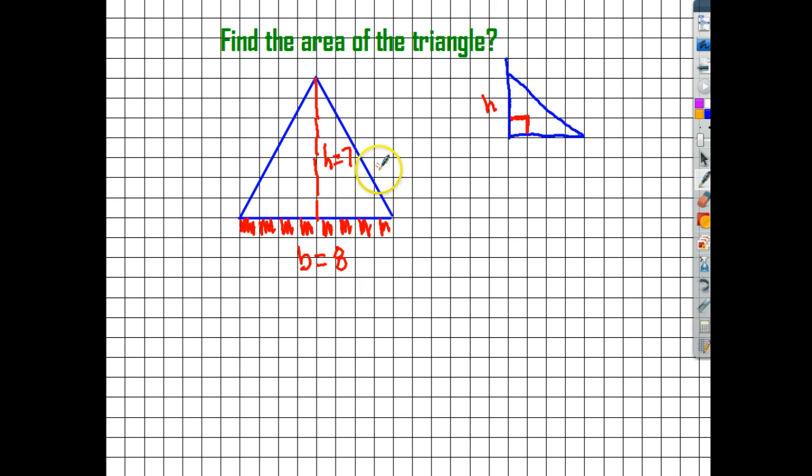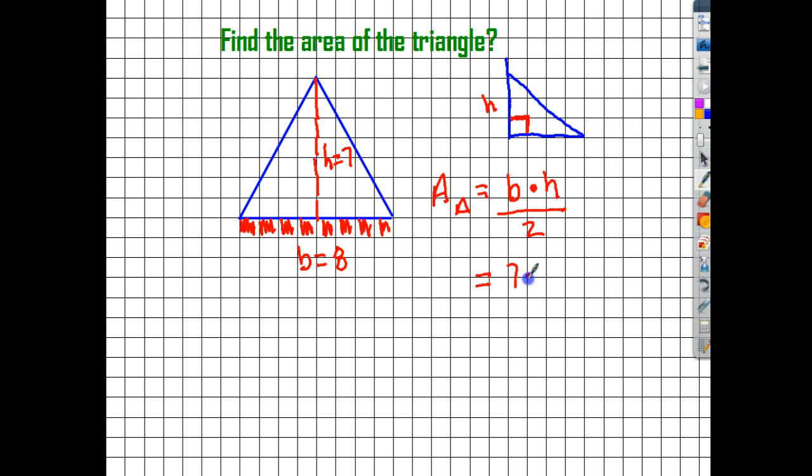And then to find the actual area of a triangle, the area of a triangle can be best summed up as base times height divided by 2. Now there are different ways to say this. You could say 1/2 base times height. You could say 0.5 times base times height. I like base times height divided by 2.